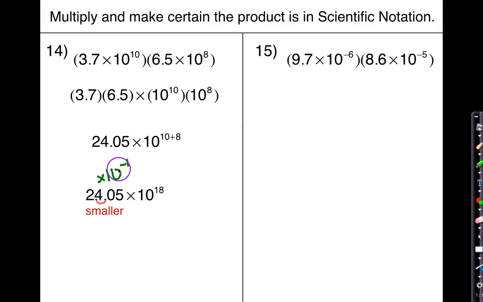And then because I'm changing my coefficient, I need to adjust my base to adapt to make it so that I'm not changing the value of the number at all. So I'm actually going to multiply it by 10 to the positive 1. Why is this okay? Because 10 to the negative 1 times 10 to the 1st power is 10 to the 0. And what's 10 to the 0? 1. So I'm essentially multiplying it by 1. So I'm not changing the number at all.